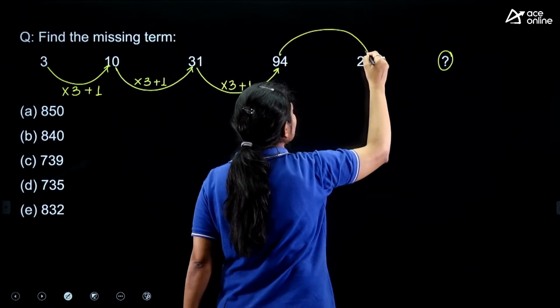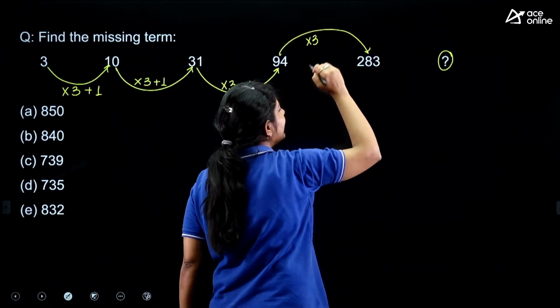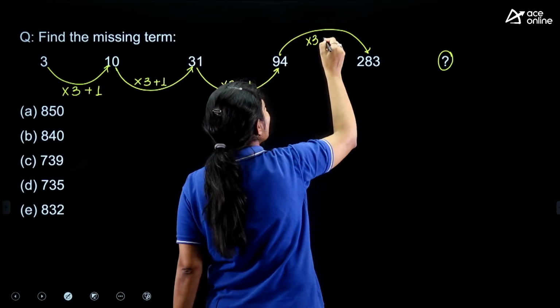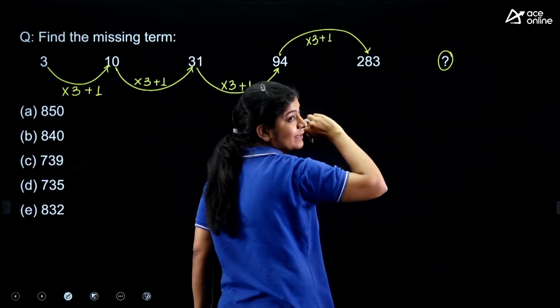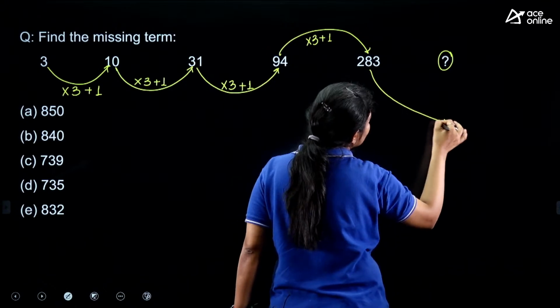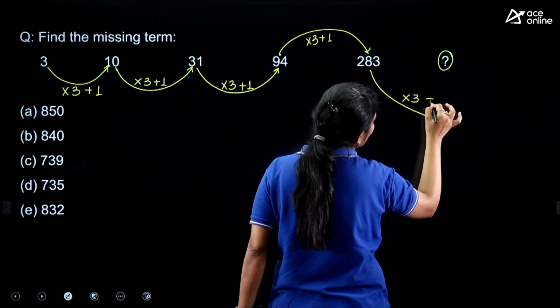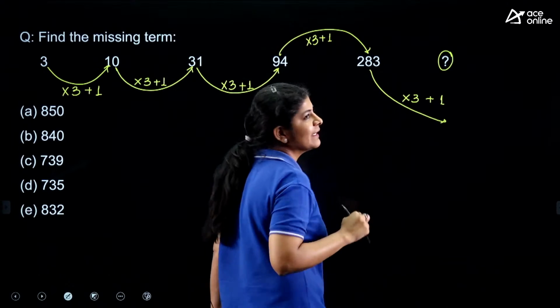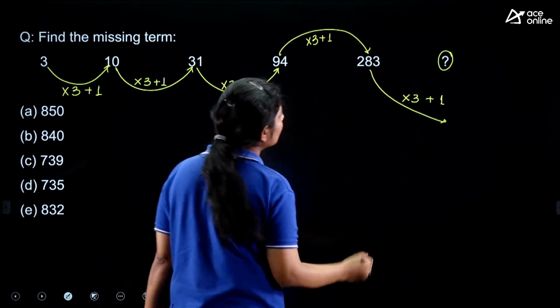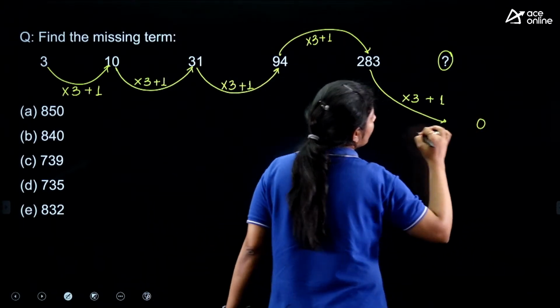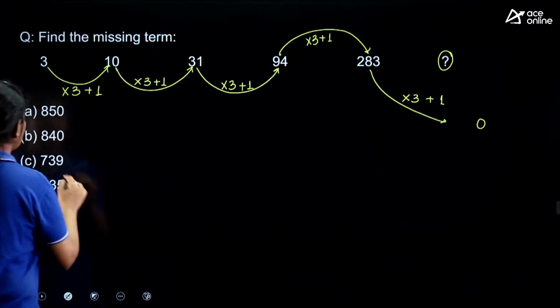The same thing happened over here. Into 3, 282 plus 1, 283. Now we need to multiply it by 3 and add 1. 3 into 3, that is 9. 9 plus 1, 10. That means the unit place is 0. The unit place is 0.